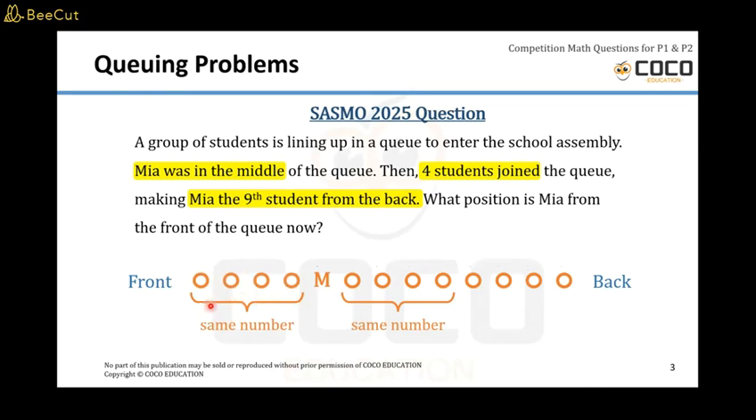Okay, so from here we can see there are so many students in the line, but what does the question ask about? Okay, what position is Mia from the front of the queue now? So we got to start to count from the front here. All right, let's start counting. First, second, third, fourth, and fifth. So counting from the front, Mia is 5th in the line.